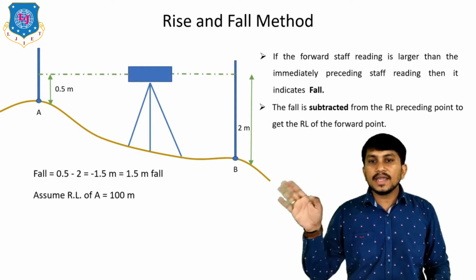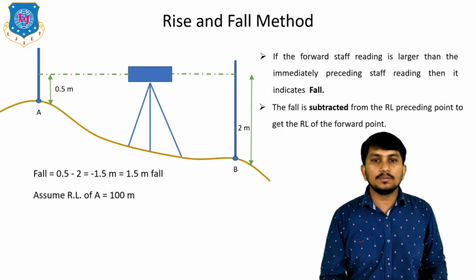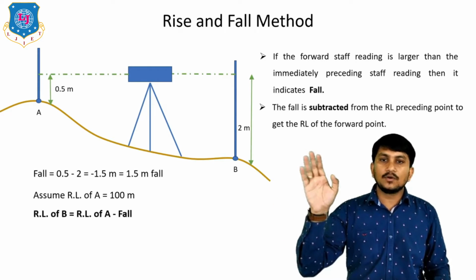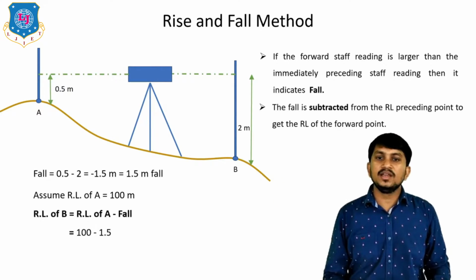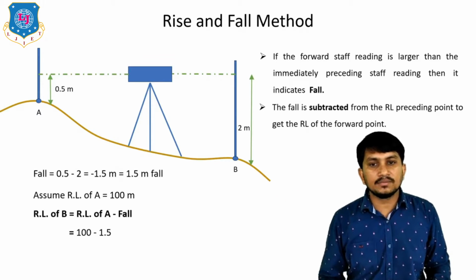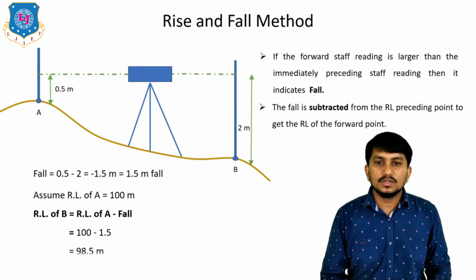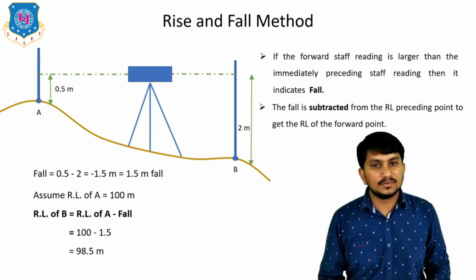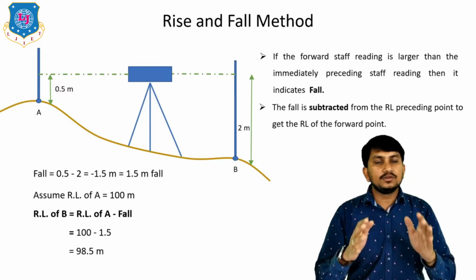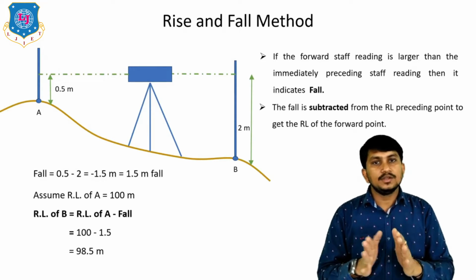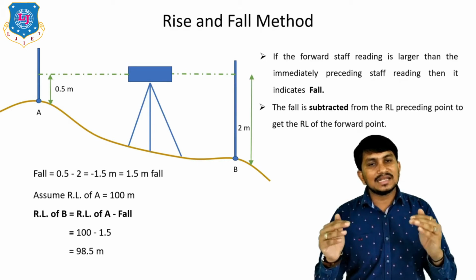Suppose RL of A is 100 meter. To find out RL of B, we have to deduct this fall from RL of A. So RL of B can be calculated as 100 minus 1.5, which is 98.5 meter. This is how we can calculate RL of points using the rise and fall method.